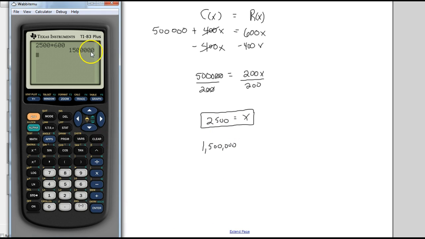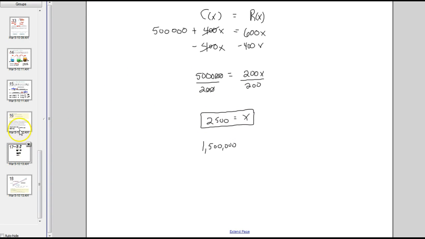Just to show you, I plugged it into the revenue function. I multiplied by 600. But just to show you, if I take 500,000 and I add 400 times that same number right there for X, 2,500, I get the same number. So they are the exact same. Revenue equals cost when we produce this many goods.